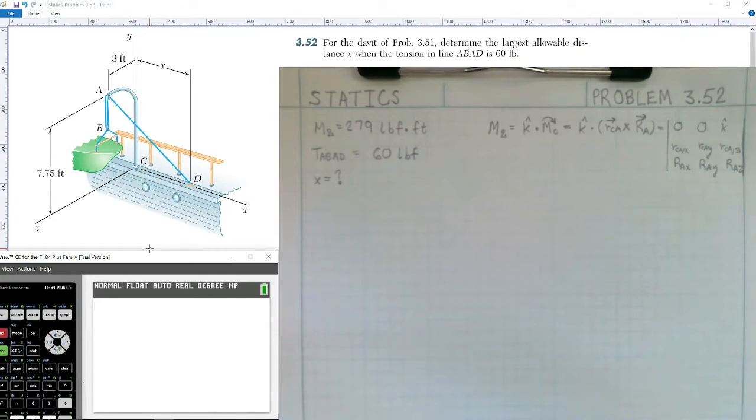Alright guys, welcome to today's lesson in statics. Today we're covering problem 52 from chapter 3. Number 52 is a continuation of problem 51 we did in an earlier video.